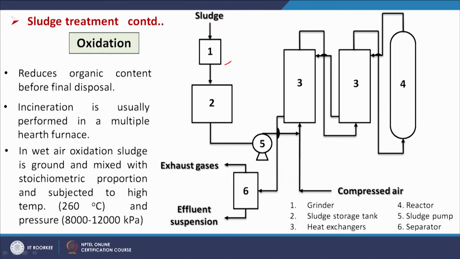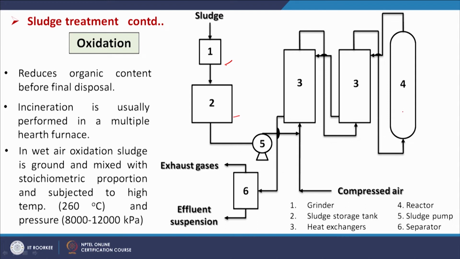So, here we see the grinder; the sludge is coming, and after grinding it goes to the storage tank, then it is pumped to these two chambers, that is the heat exchangers, and from the heat exchanger it comes to number 4, that is the reactor. Here we are providing oxygen or compressed air. This will be in chamber 3, the heat exchanger, in the presence of air, and in 4 the high temperature and pressure will be there.